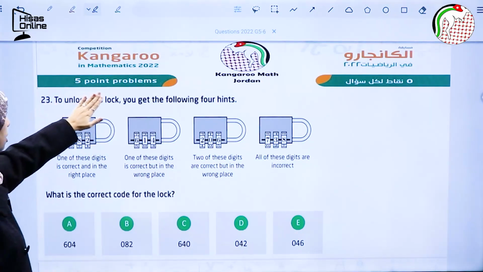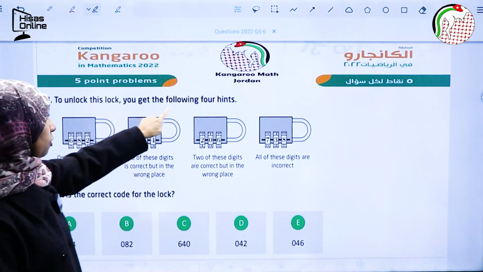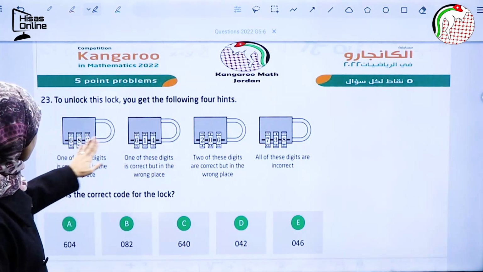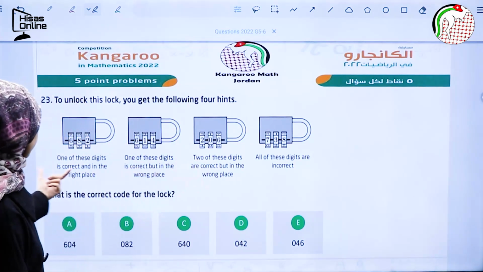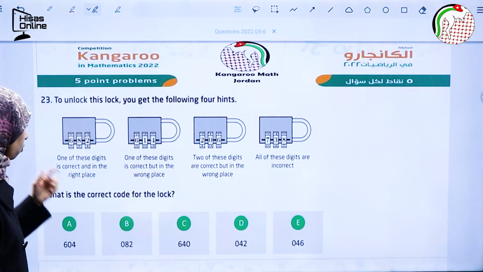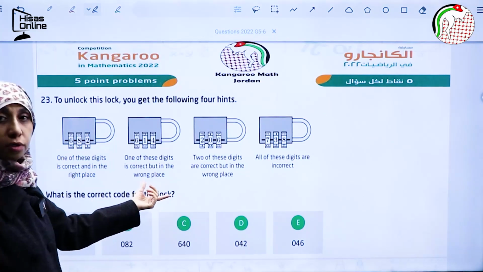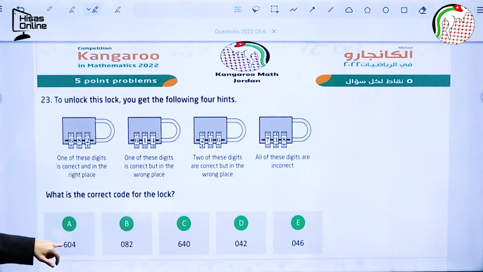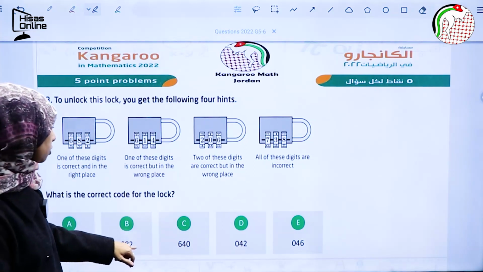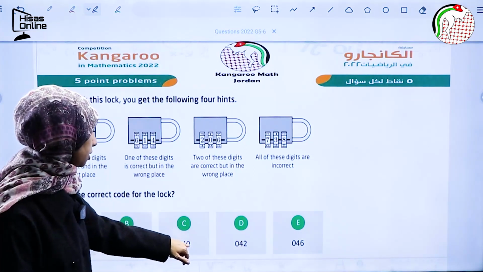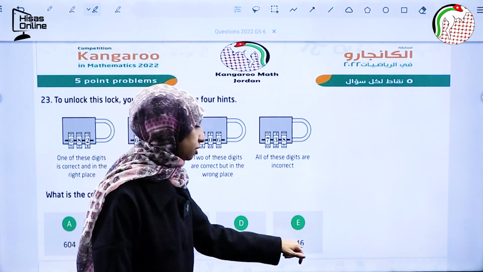Now moving to question 23. To unlock this lock, you get the following 4 units here with some information given under each one. Now, what is the correct code for the lock? Now, let's see. We have 604, 082, 640, 042, and 046.